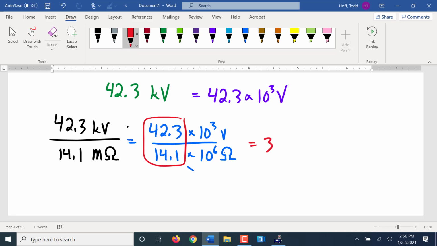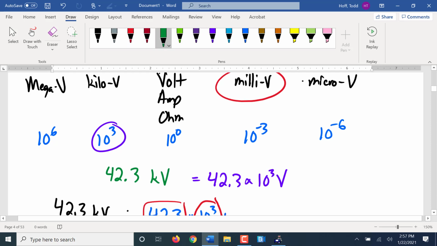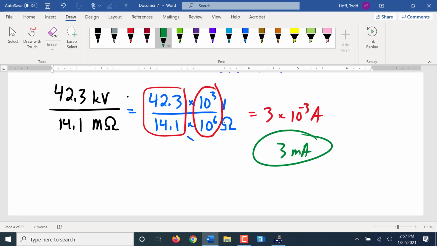And then we divide those powers of 10. 10 to the third divided by 10 to the sixth. What do we do with the powers when we divide? Subtract. So 3 minus 6 is a negative 3. A volt divided by an ohm is an amp. 10 to the negative 3 is milli. So this is 3 milliamps is what our result is that we get there. Make sense?